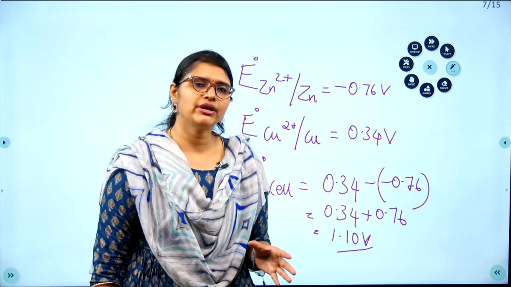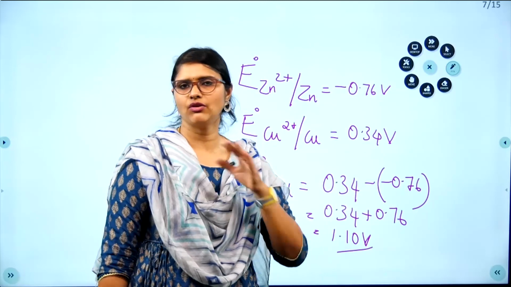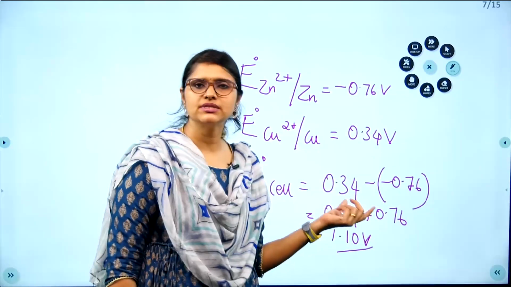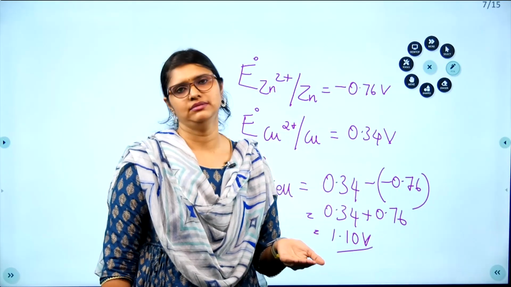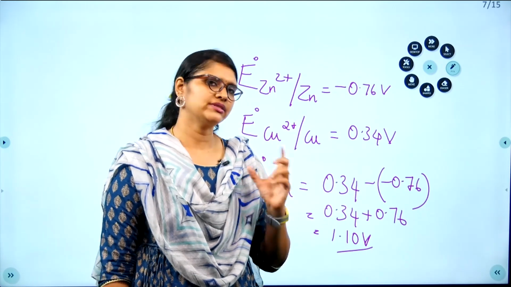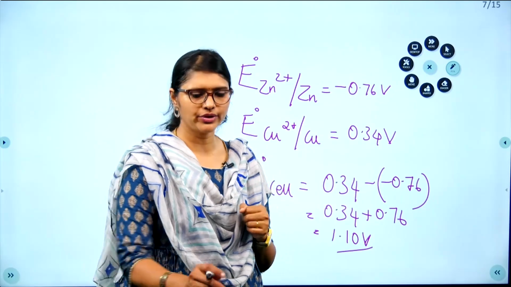Okay, this is the answer. So how to calculate E naught cell? EC minus EA. Any given cell, we can always calculate E naught cell. We just have to remember this formula. What is it? EC minus EA. Now I will give one more cell. I will give you an IUPAC convention and you can calculate, and let us discuss the answers further. Alright.